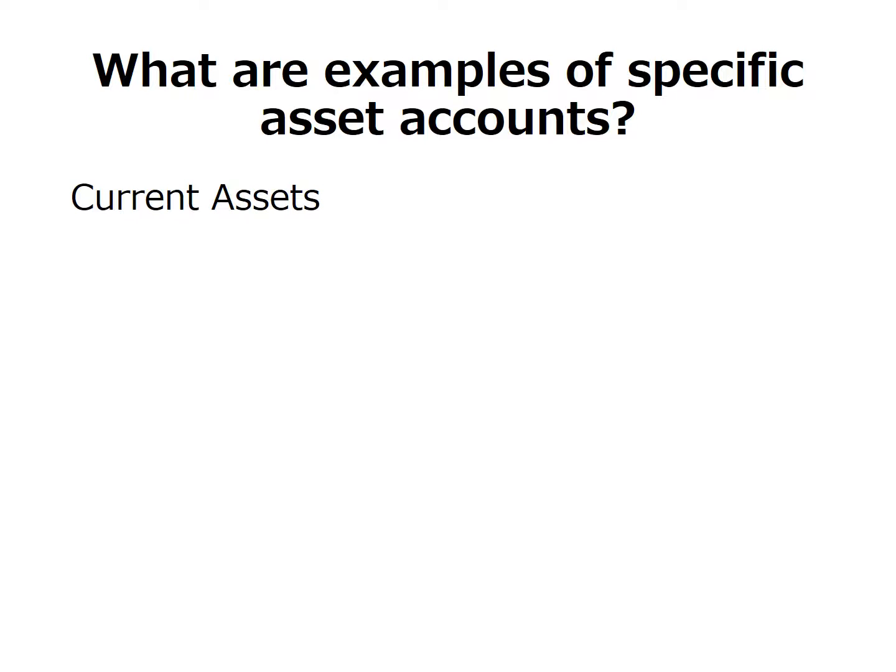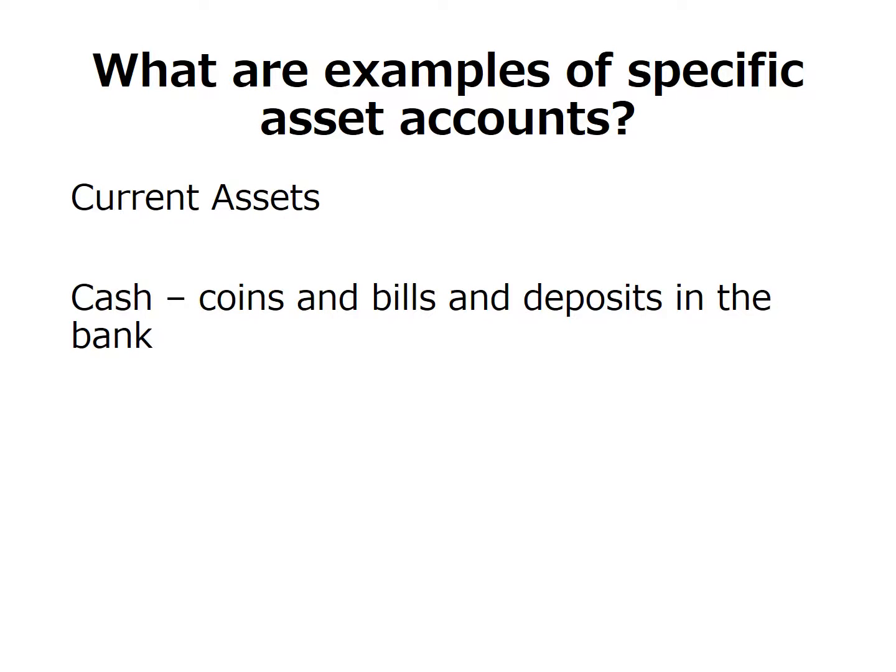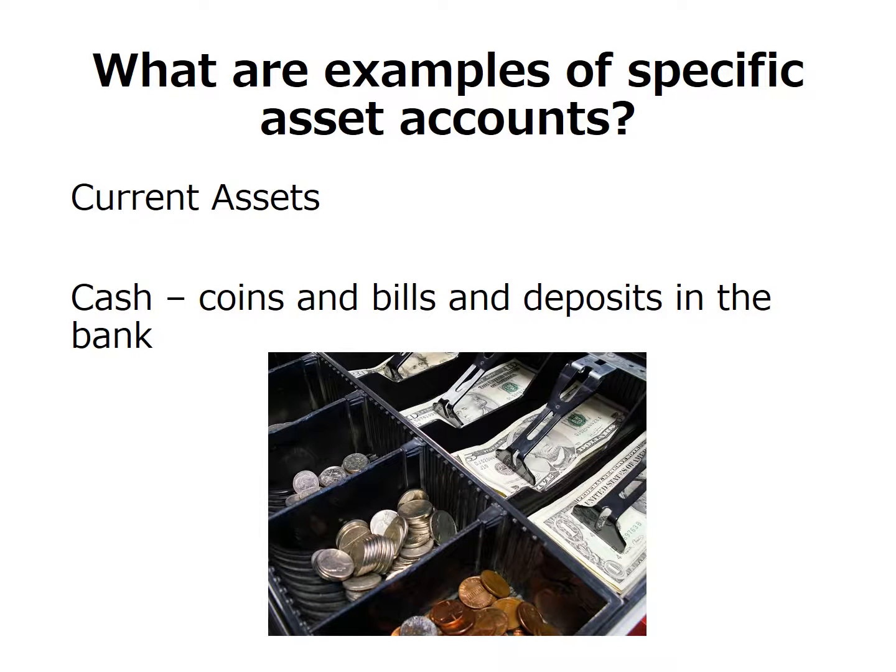Under the current assets category, we have cash. Cash refers to coins and bills and deposits in the bank. Cash should be owned by the business. By the way, checks are considered cash in accounting.